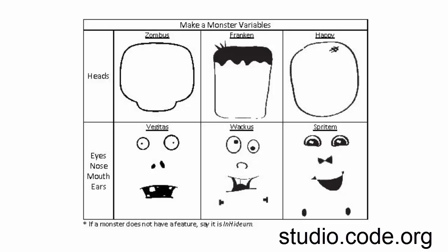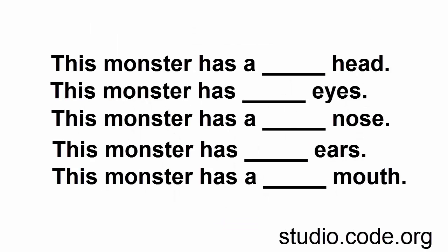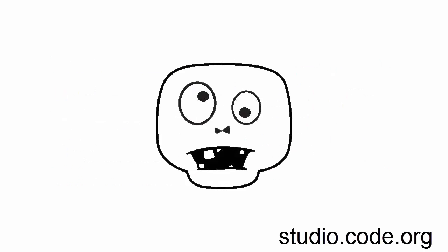In this case, the variables are as follows: head types, zombus, franken, and happy, and eyes, ears, nose, and mouth types, vegetas, wacus, and spritum. If a monster doesn't have one of these features, we can call that inhidium. In the last video, we will learn how to take this abstraction and use it to give instructions to another person to recreate any monster.